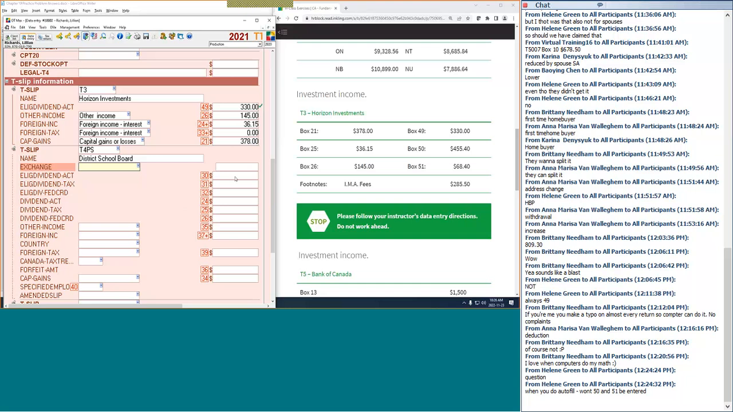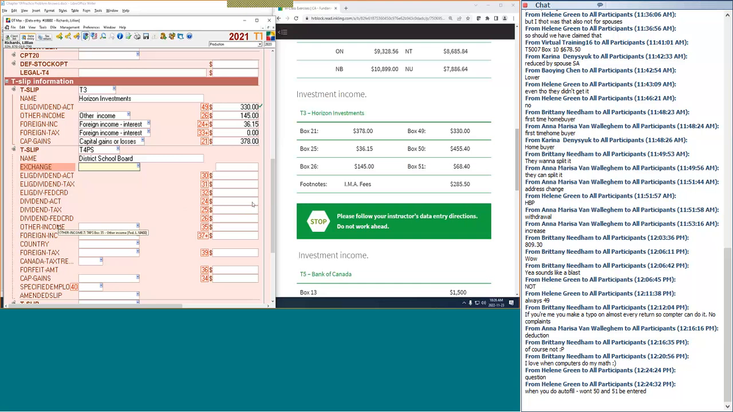You might have eligible dividends. If you have eligible dividends, you get 3 boxes, just enter one of them. If you have other than eligible dividends, you could have 3 boxes there, just enter one of them. So if you have box 30, 31, 32, pick one. You have box 24, 25, 26, pick one.